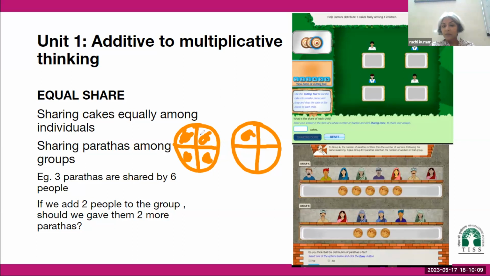5 upon... 1 upon 4. They write 1 upon 4. Okay. What? 5 upon anything else? 8. 5 upon 8. Yes. And why do they make this mistake? 5 upon 8? Because it's divided into 8 pieces.